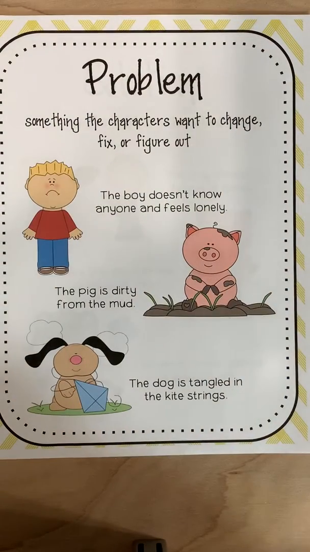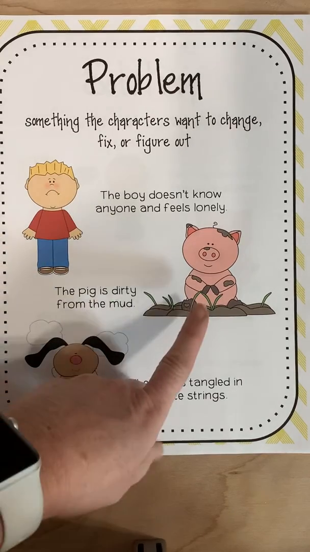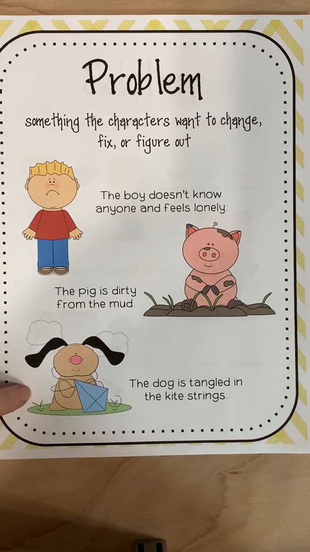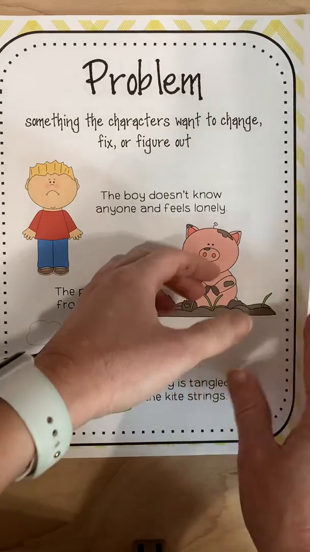In the story, the problem is something the characters want to change. Maybe they need to fix something or figure something out. Here, this little boy doesn't know anyone and he feels lonely. So his problem is he's sad. This pig's problem is he's dirty from the mud. And this dog's problem is that he's tangled up in the kite strings.